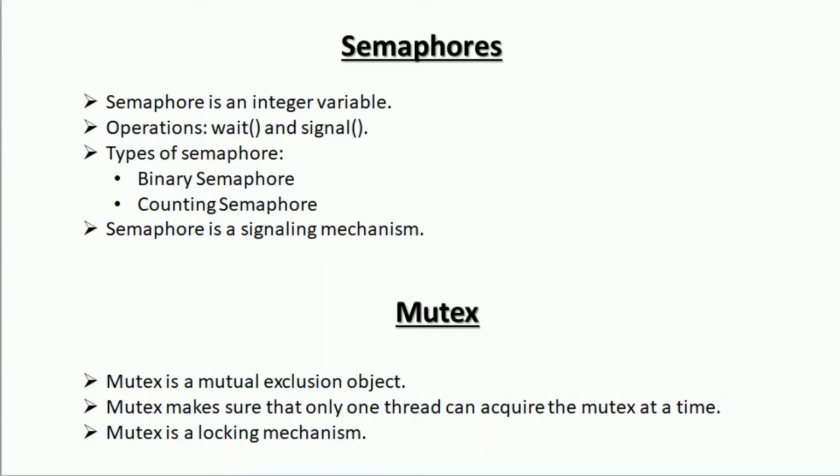Mutex is different from a semaphore as it is a locking mechanism, while a semaphore is a signaling mechanism. A binary semaphore can be used as a mutex, but a mutex can never be used as a semaphore.